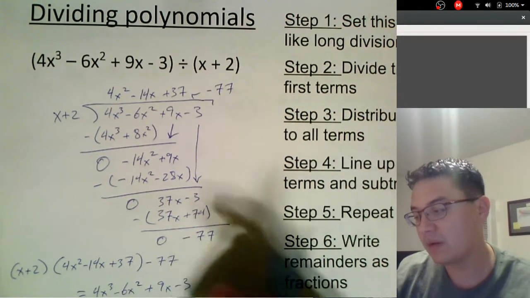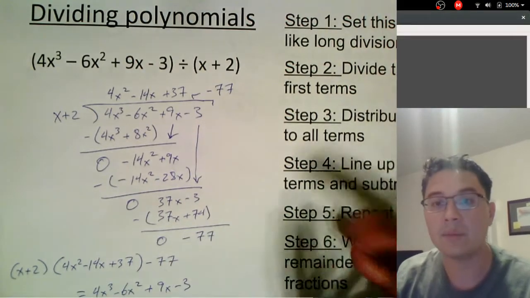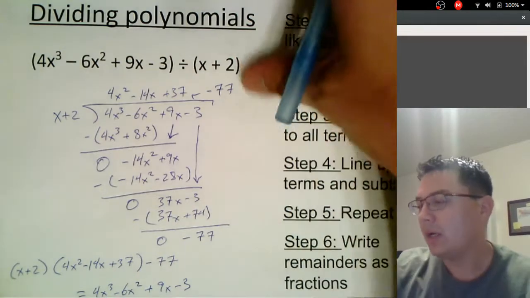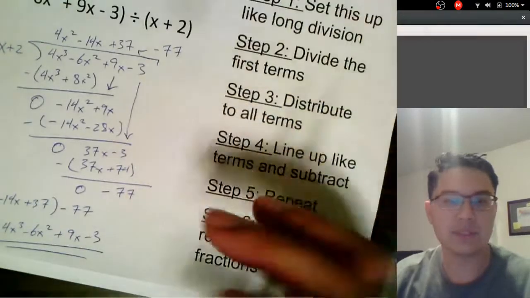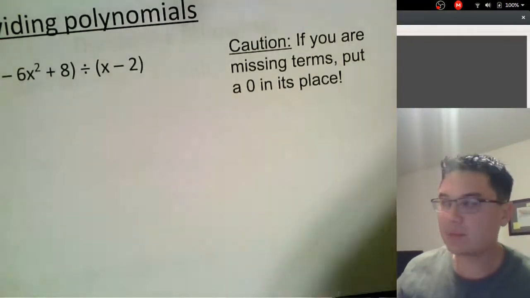Sometimes this remainder on the bottom, depending upon what the divisor is, can actually be a monomial, or it could be a binomial. That does happen. It doesn't happen a lot, but it does happen. And you guys will see some problems like this on the homework where you'll end up with these remainders. Let's go to the next problem real quick here.